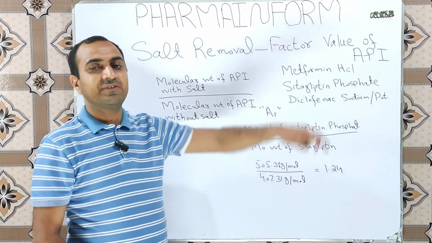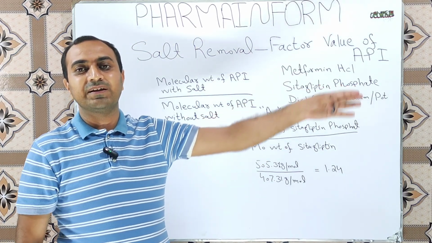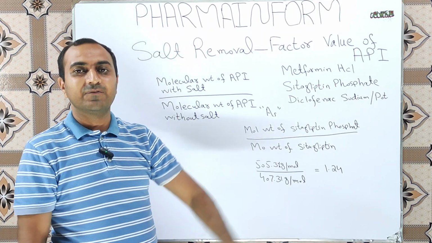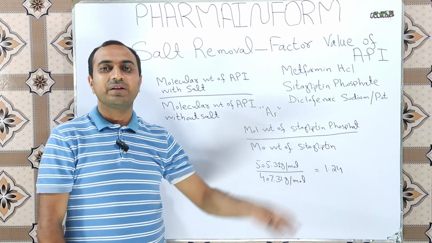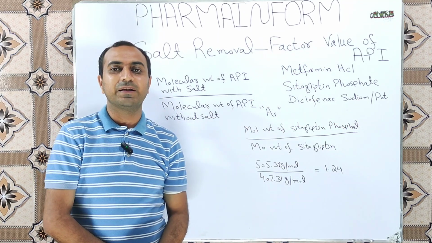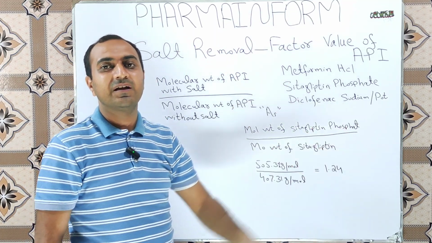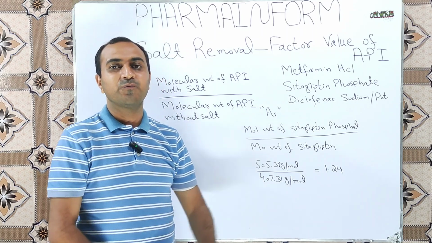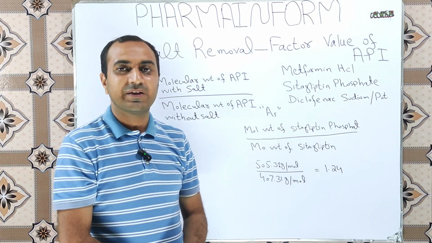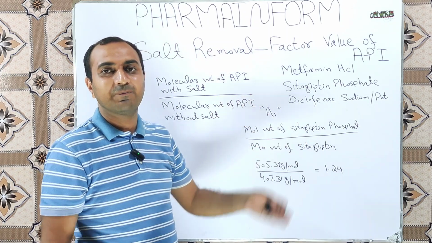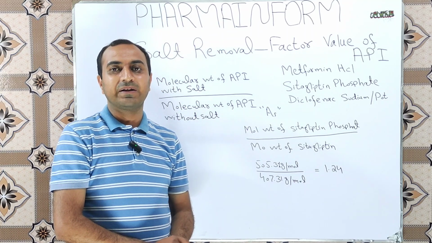In the case of metformin HCl, the label claim states that each tablet contains metformin HCl equal to 500 milligram, so we have no need to calculate or remove the salt value from metformin HCl. But in the case of sitagliptin phosphate, the label claim indicates that each tablet contains sitagliptin as phosphate, so we have to adjust the value of phosphate to ensure that our assay value will lie within the specification and provide the required therapeutic activity. So in this video we will learn all of this with a practical example.